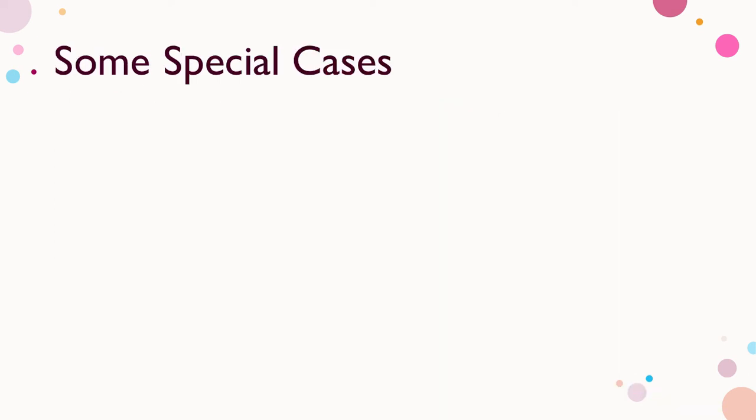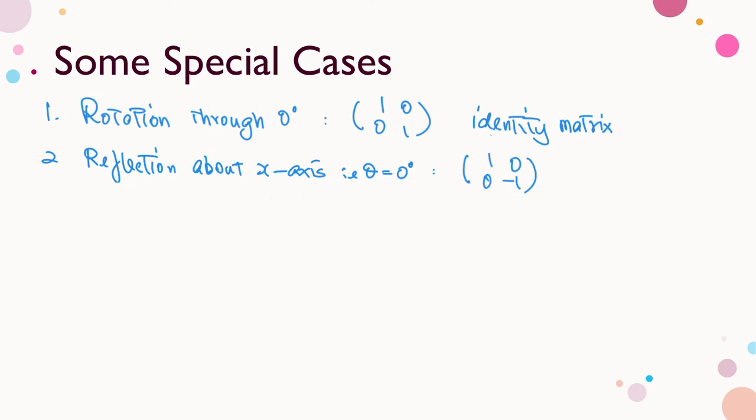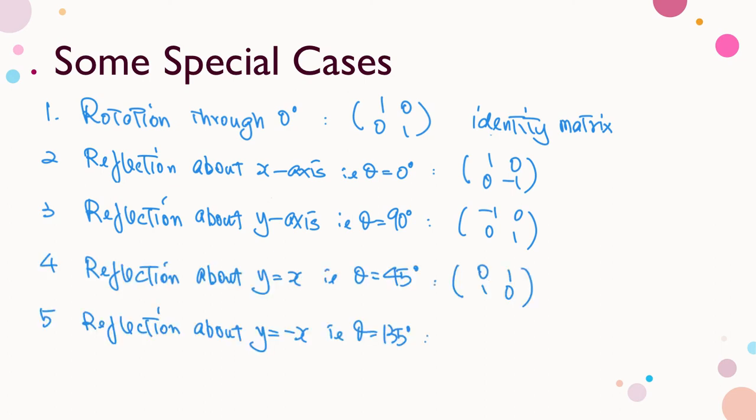Here are some special cases under rotation and reflection. Rotation through 0 degrees is an identity matrix. Reflection about the x-axis, reflection about the y-axis, reflection about y equals x, reflection about y equals negative x. For these simple matrices, we can see what geometric transformations they represent.